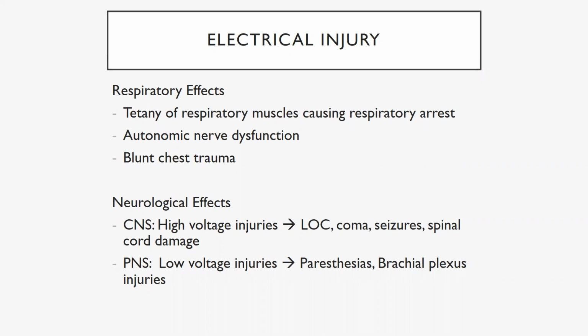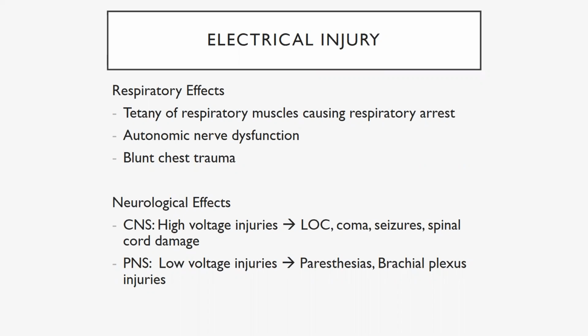And then neurological. You can have central nervous versus peripheral nervous system effects. Usually at high voltages, you would see more central effects: altered sensorium, coma, spinal cord damage. And then peripheral, usually with low voltages. This is where you would see injuries to your nerve plexuses, paresthesias. It can be as trivial as just tingling.